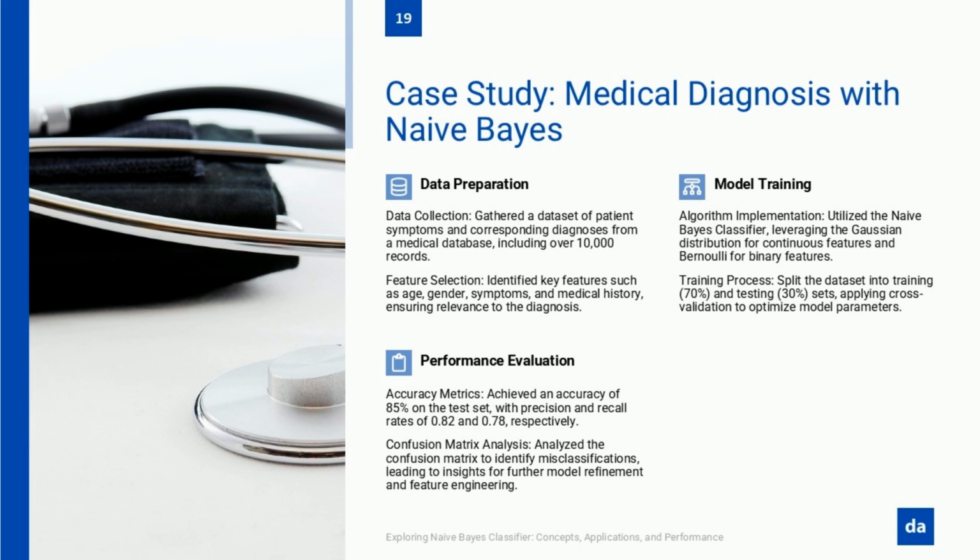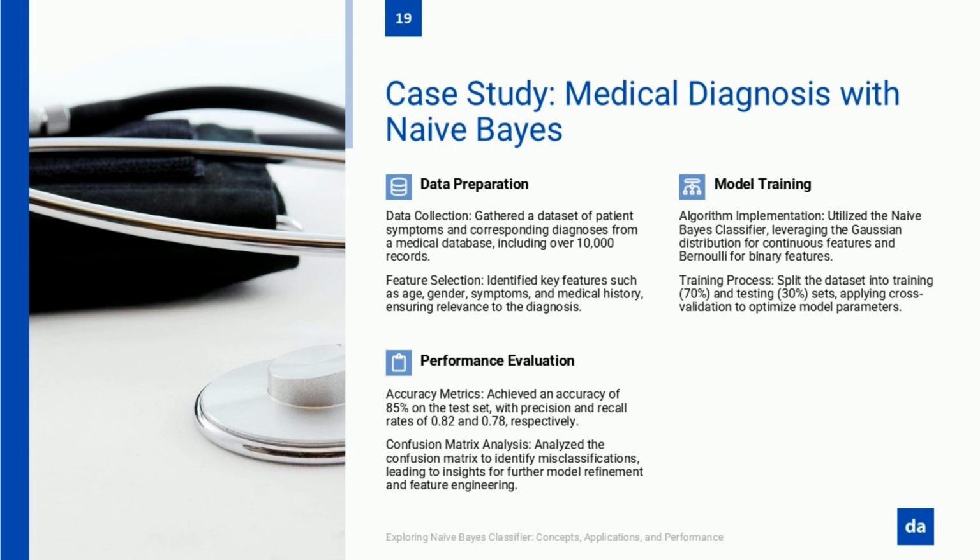Once the model is trained, its performance is evaluated using accuracy, precision, recall, and F1 score. Recall is especially crucial in medical applications, as failing to detect a disease, a false negative, can have serious consequences. A confusion matrix helps assess whether the classifier is correctly identifying positive cases while minimizing false negatives. With proper tuning and a well-structured dataset, naive Bayes can achieve over 85% accuracy in certain diagnostic tasks, making it a valuable decision support tool.